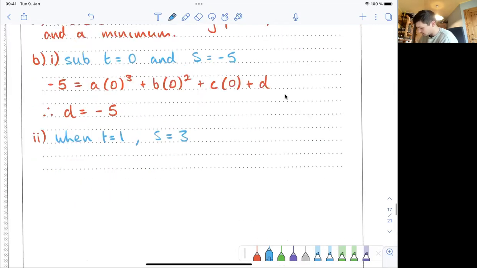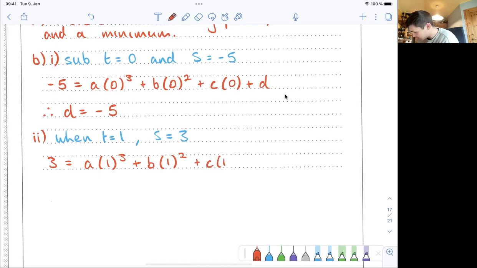All right, and so then we also have, so we'll write that in here. We've got 3 is equal to A multiplied by 1 cubed, plus B multiplied by 1 squared, plus C multiplied by 1 plus D, which we know is -5, so we can just put that in, -5. So therefore, we're going to have 3 is equal to A plus B plus C -5. All right, so there's our first equation.